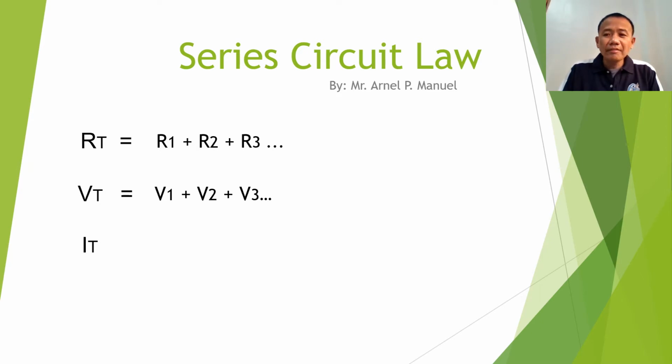And then, for the total current inside the series circuit, IT, or the total current, is equivalent to I1, equivalent to I2, and equivalent to I3. It means that the total current in a series circuit is everywhere equal, meaning everywhere in the circuit that you measure, the amount of current is always equal to the current anywhere in the circuit.